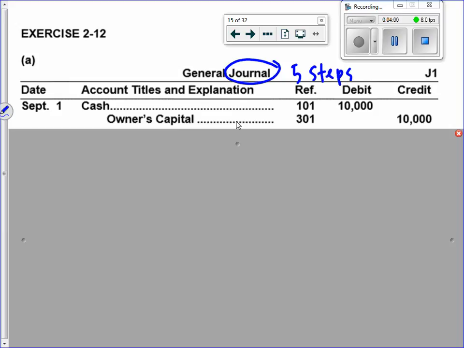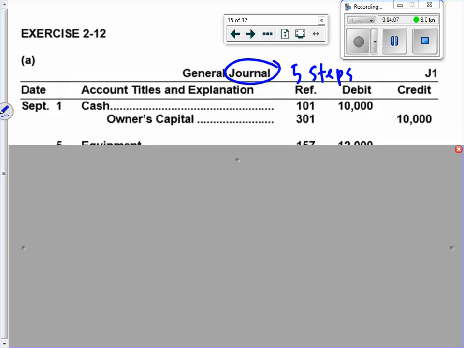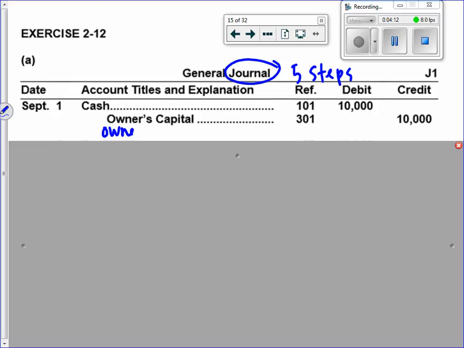Remember, typically you're indenting the credits just to give it a visual difference. It might say omit explanations, but we're going to put them in anyway. Owner invests cash. You could put whatever you want there. Did it give you a line to put an explanation? Good. So step 1 was date. Step 2 was debit. Step 3 was credit. Step 4 was explain. What's step 5? Reference number.